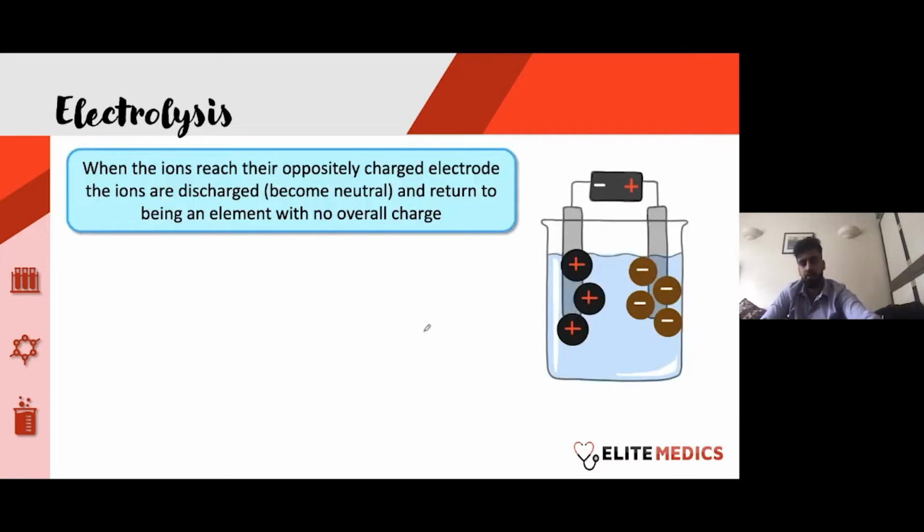Now, when the ions reach their oppositely charged electrode, the ion will now be given off in its neutral form and return to being an element with no overall charge.